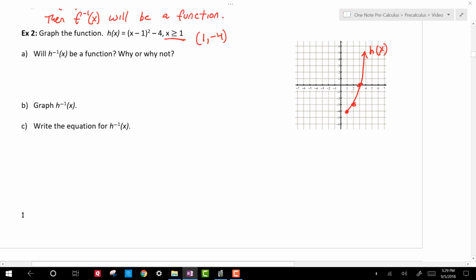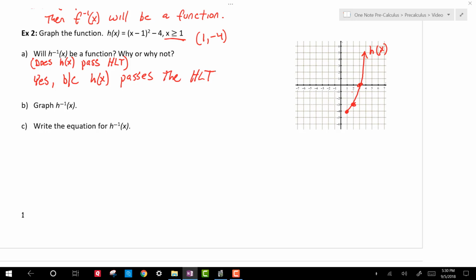Now, h of x passes the vertical line test, because if you run your vertical line over that, it only touches it at one point. So it says in part A, will h inverse be a function? So in other words, when you see will h inverse be a function, what they're really asking here is, does h of x pass the horizontal line test? So the answer here is yes. I've already given you the reason. Yes, because h of x passes the horizontal line test. Therefore, I know that my inverse function, or my inverse graph, will be a function.